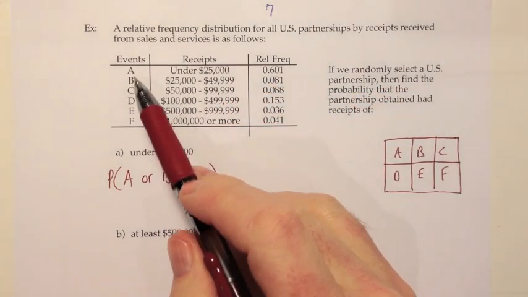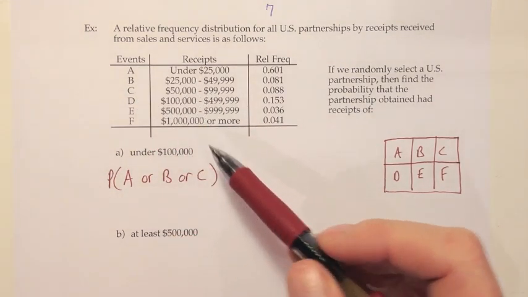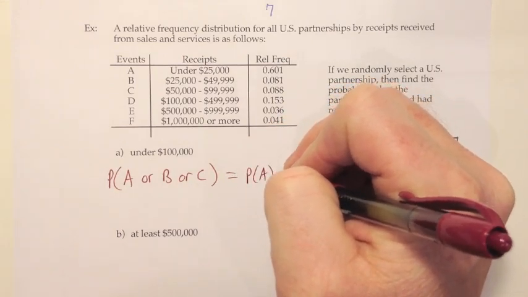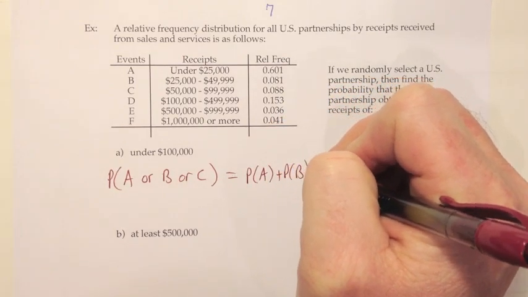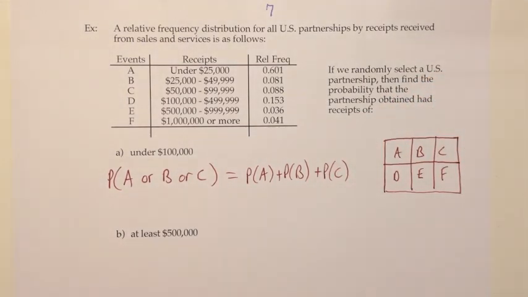But as we mentioned before, this A, B, C, there's no overlap because they're classes that had no overlap. And so according to the special addition rule, you can just take the probability of A, add the probability of B, and add the probability of C. And now we get to a little bit of a tricky spot, which is where do we find those?